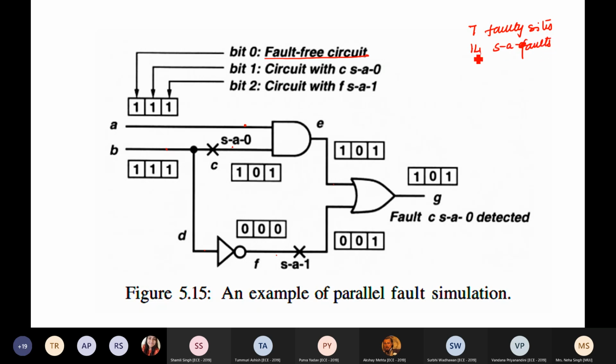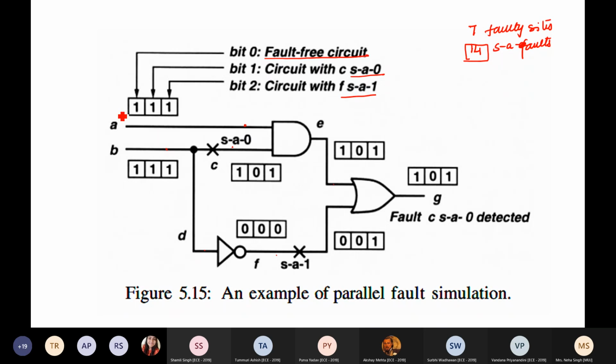हर साइड पर 2. So 14 stuck at fault में से right now I am considering only 2 faults, that is C stuck at 0, F stuck at 1. 2 faults are considered simultaneously. So parallelly we are working with 2 faults. So this bit represents or is used for a circuit with the fault C stuck at 0. The second bit, bit 2, is used for the circuit which has the fault F stuck at 1.